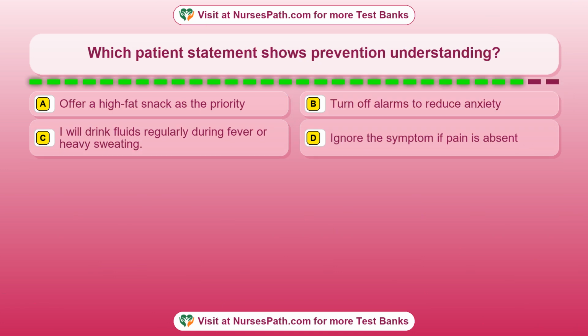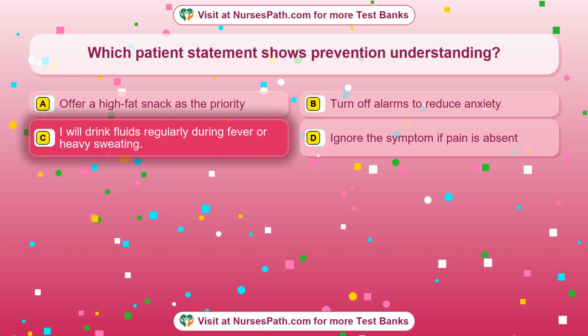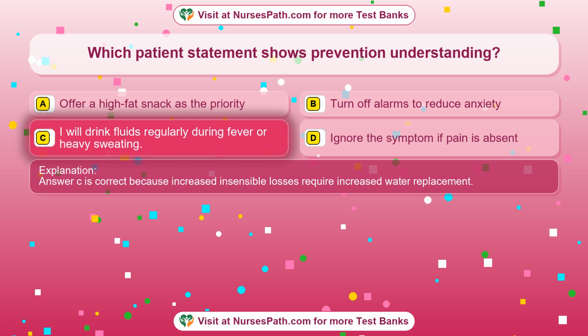Question 19. Which patient statement shows prevention understanding? Option A. Offer a high-fat snack as the priority. Option B. Turn off alarms to reduce anxiety. Option C. I will drink fluids regularly during fever or heavy sweating. Option D. Ignore the symptom if pain is absent. The correct answer is option C. I will drink fluids regularly during fever or heavy sweating. Answer C is correct because increased insensible losses require increased water replacement.